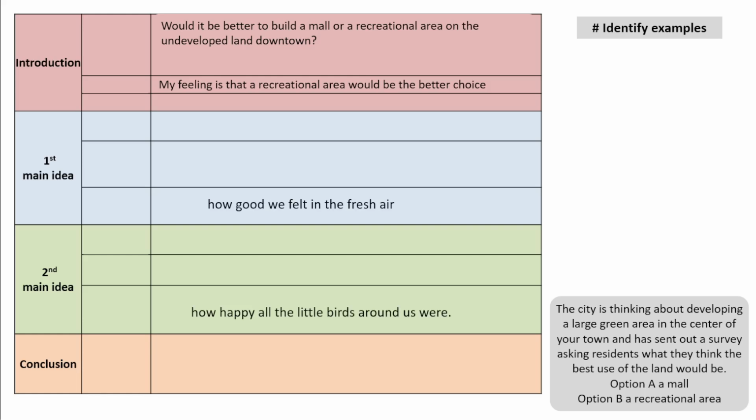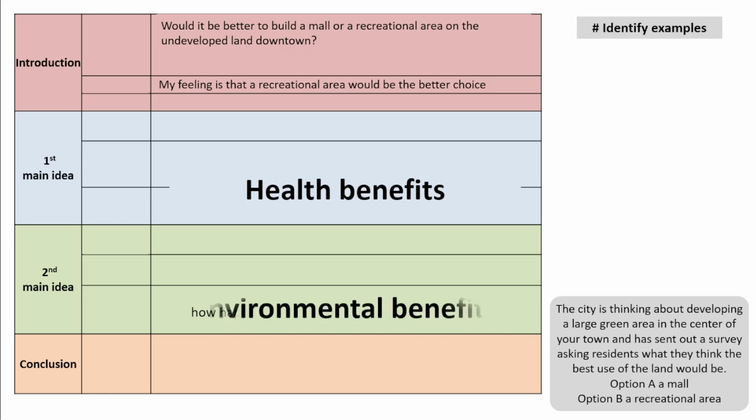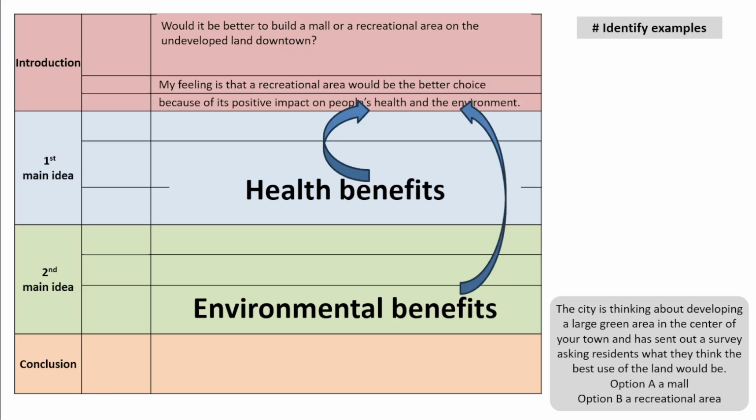At a high level, this first example will be of the health benefits of recreational areas, and the second one would be the environmental benefits of recreational areas. And so now I can go back to my introduction and populate my reasons with my health benefits and my environmental benefits. So my introduction's almost finished.